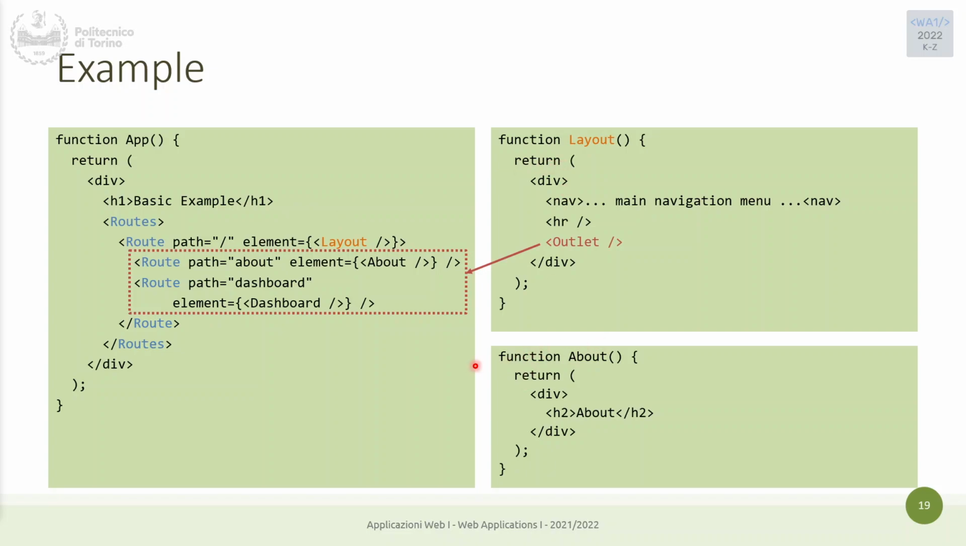So here, for instance, you have an example of the About component, very, very simple, just a div with the about h2 tag. And here we have the Layout component.